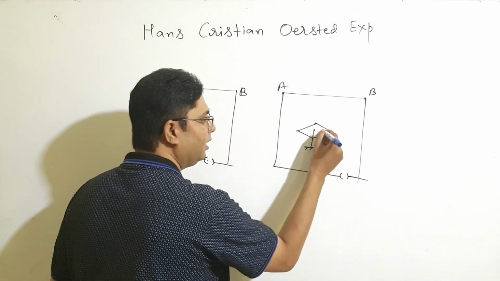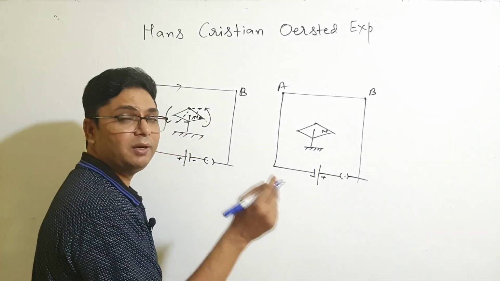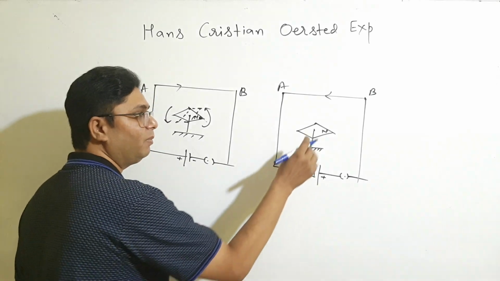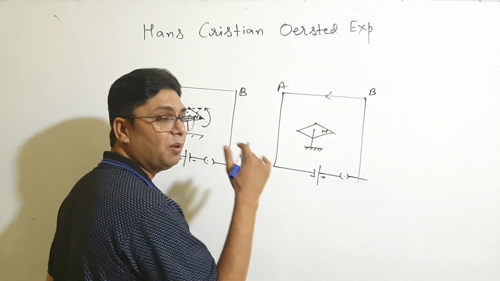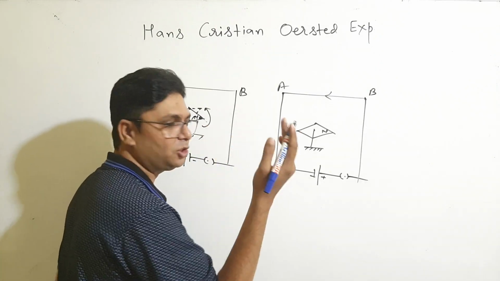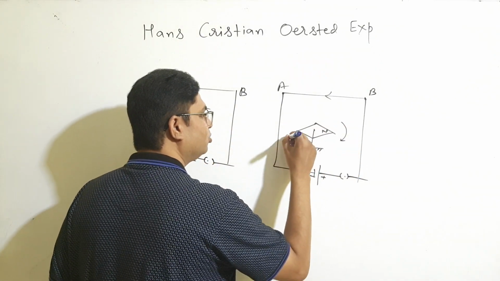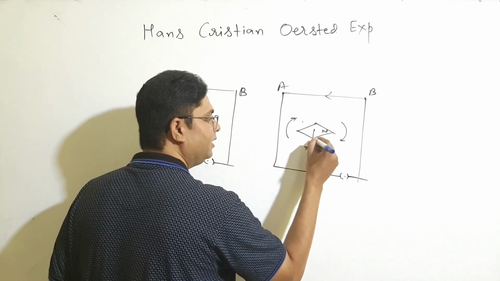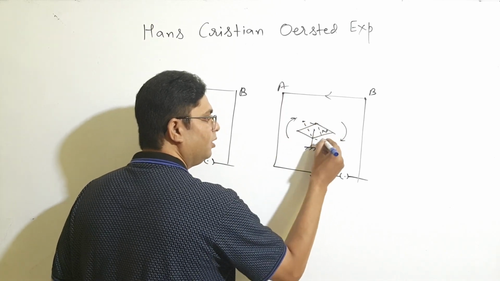Now again he has switched it on. When we switch on, then what will happen? Current will pass from B to A and this magnetic needle shows deflection. This time the deflection is in the opposite direction. This means that the north will be deflected in this direction, so south will be in this direction. So the new position of the magnetic needle is this.